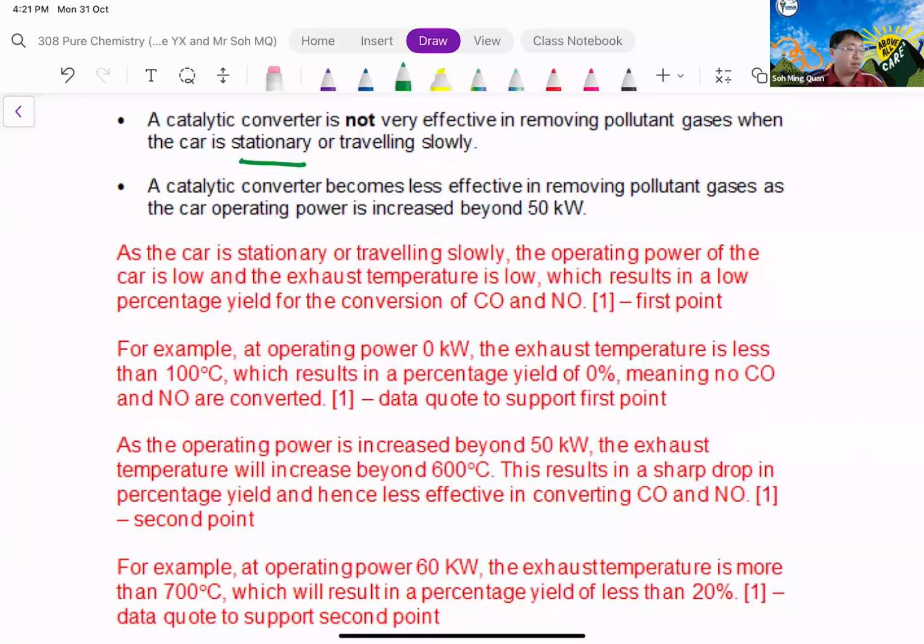What do you notice? My answers are, how do I get 4 marks? 4 marks comes in by telling me low yield when the exhaust temperature is low, 1 mark. Then you quote values, 100 degrees, 0 kilowatt, 0%. Then the next bullet point, as your operating power is increased, the exhaust temperature will increase, so sharp drop in percentage yield. Then give me the numbers. So it's always like that, point, data quote, point, data quote. That's why it's 4 marks.